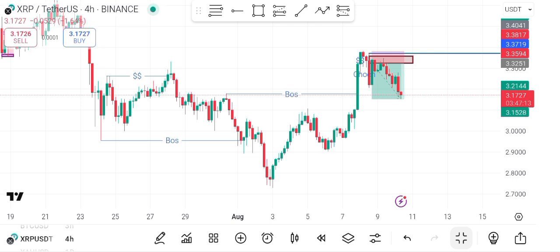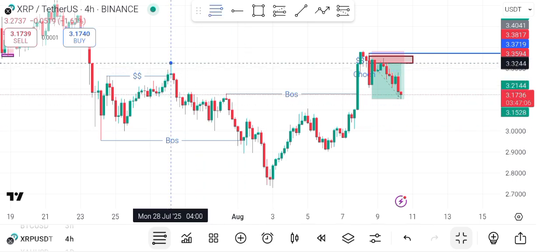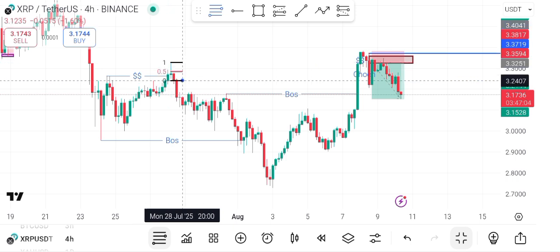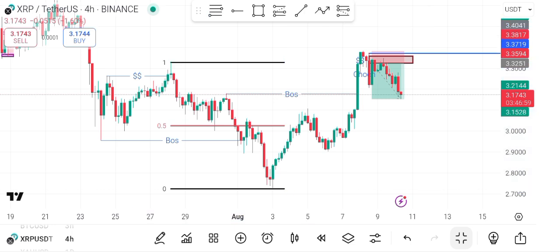After that, you just take your fib tool right there, and place it from the swing high, to the retracement point, to the swing low. This is it. Anything that is below this 0.5 is a discount zone, a buyer's area. Anything that is above this 0.5 is a premium zone. That's a seller's area where you can sell. So take note of that.